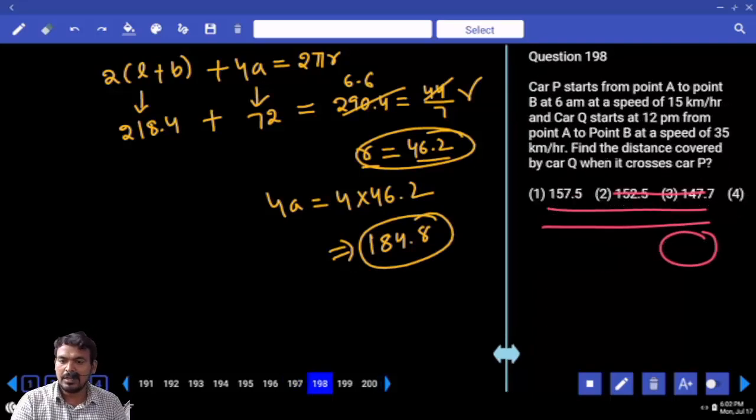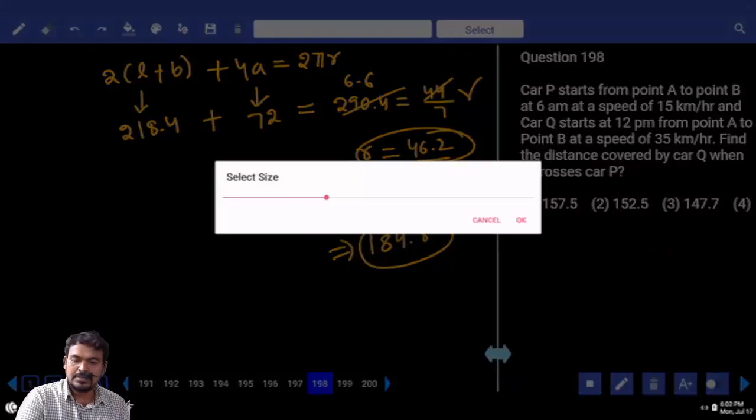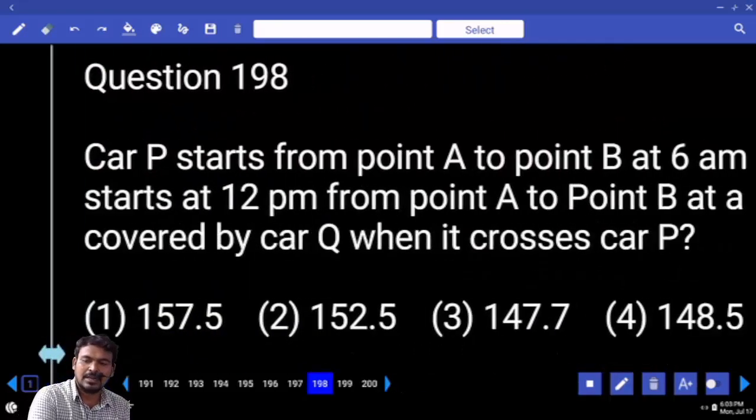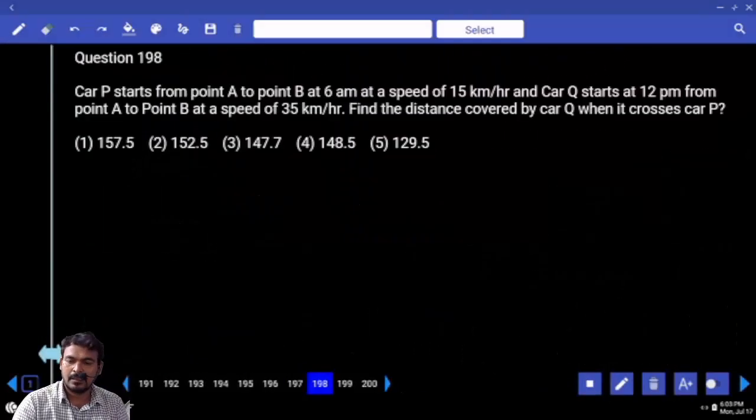Next, question number 198. Car P starts from point A to point B at 6 am at a speed of 15 km per hour, and car Q starts at 12 pm from point A to point B at a speed of 35 km per hour. Find the distance covered by car Q when it crosses car P. What is the starting time difference? One started at 6 am, the other at 12 pm. The starting time difference is 6 hours.